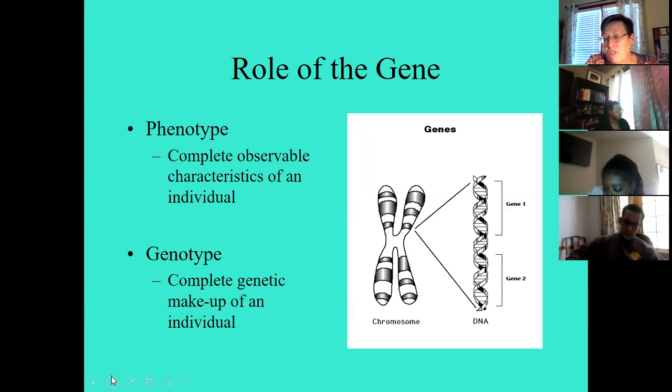And when we talk about our genes, we can talk about them in terms of phenotype or genotype. Your phenotype is the observable characteristics that you have, and your phenotype is based on your genotype. Your genotype is your complete genetic makeup. But your phenotype is how you look and how you act, even mannerisms.